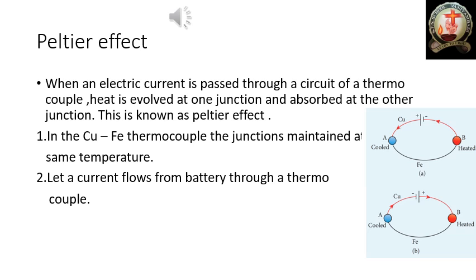Whenever a current is passing through a thermocouple closed circuit, what is happening? We already know that the thermocouple closed circuit has two junctions. At that time, when current is passing through the thermocouple closed circuit, one junction is evolving heat, meaning releasing heat, and the other junction is absorbing heat. One junction is releasing the heat and the other junction is absorbing the heat. So this is known as the Peltier effect.